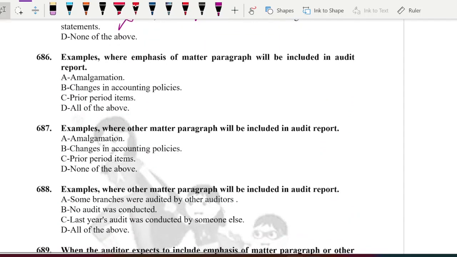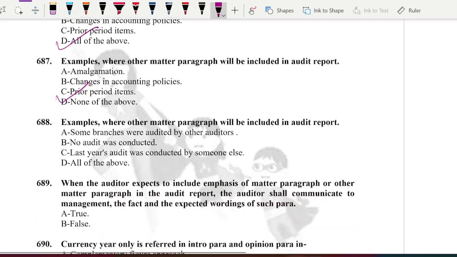Next question. Examples where emphasis of matter paragraph will be included in the audit report. Come on, tell me. Emphasis of matter paragraph will be included in relation to what? Amalgamation. Does it affect financial statements? Yes. Changes in accounting policies? Yes. Prior period items? Yes. So all of the above is the answer. Examples where other matter paragraph will be included and same alternatives are there. These alternatives in case of amalgamation, changes in accounting policies, prior period items, they need to be mentioned in emphasis of matter paragraph and not in OM paragraph. So none of the above would be the answer.